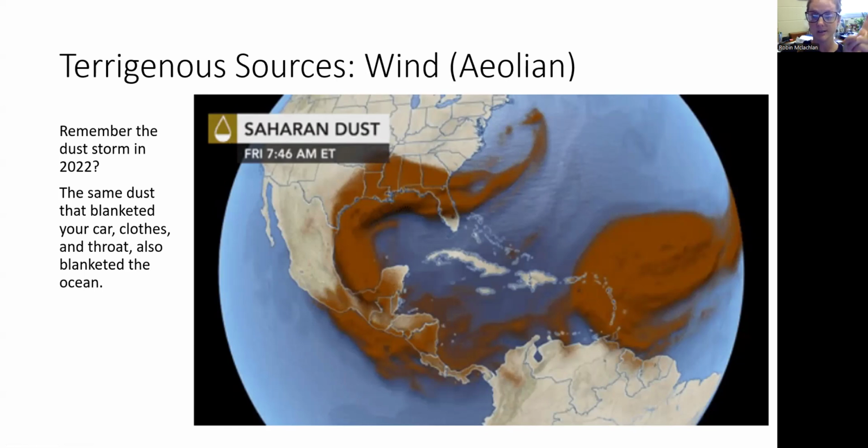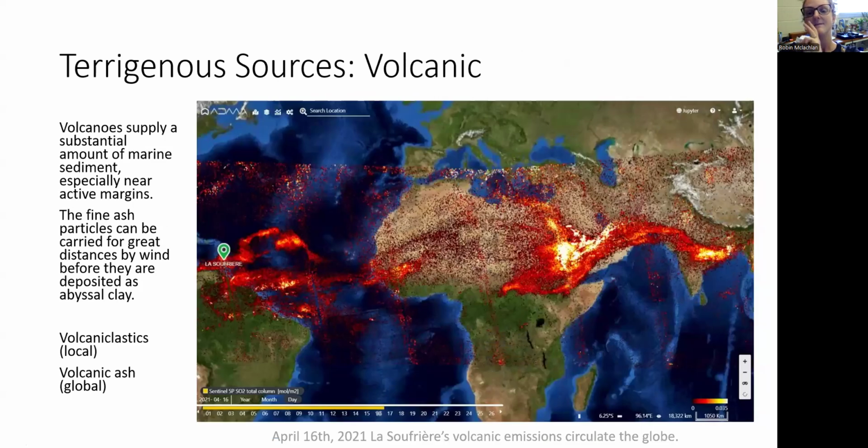So we've talked about rivers, glaciers, wind. Finally, we're going to talk about volcanoes. Just like aeolian clay, volcanic ash is really lightweight, low density, and it can travel all over the world, right? A single volcanic eruption can send ash from pole to pole, from east to west, all over the world. So volcanic ash and volcanic deposits are really important, especially on active margins. And again, the fine ash can be transported by the wind great distances.